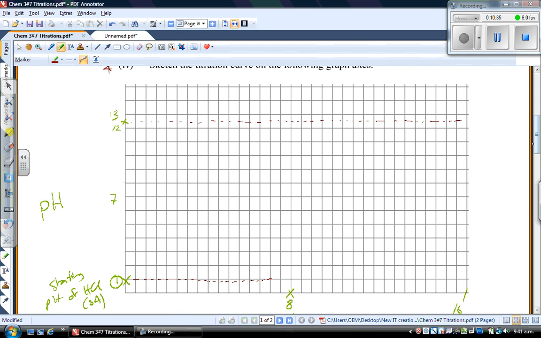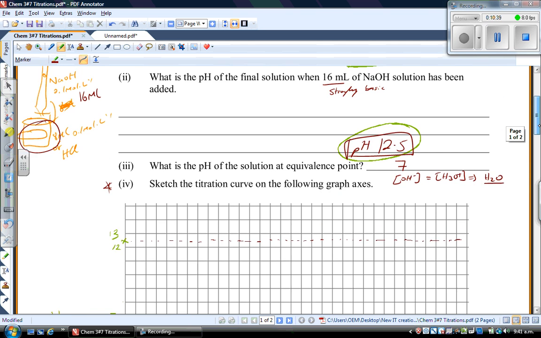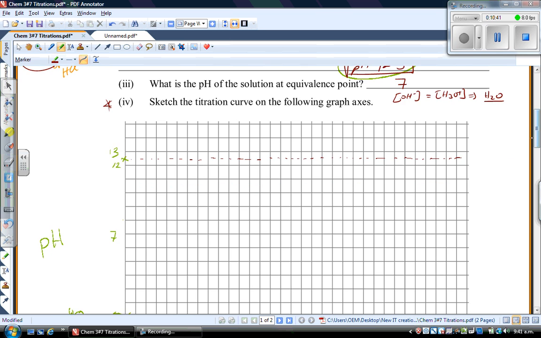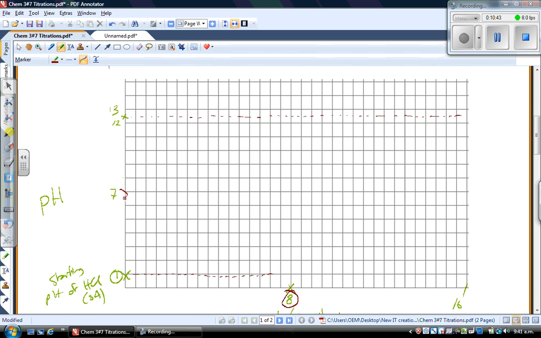The equivalence volume we also just calculated was 8. So that's all the calculations we can do. The equivalence pH is 7. We have that as well. We can put a line across like this too, which will help us with our drawing.